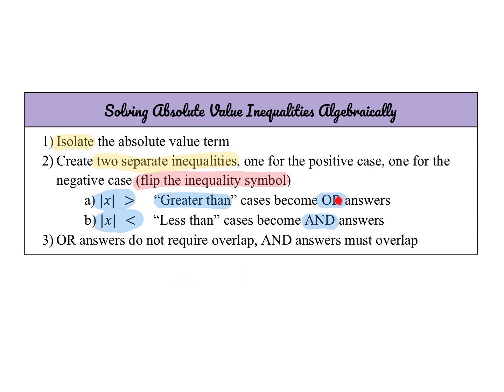So if you have an or problem, or means you don't need to have overlap in your answers, right? But if you have an and problem, for those less thans, you do need to have overlap. So I always say greater is or, less than is and. Or does not require overlap, but and does.